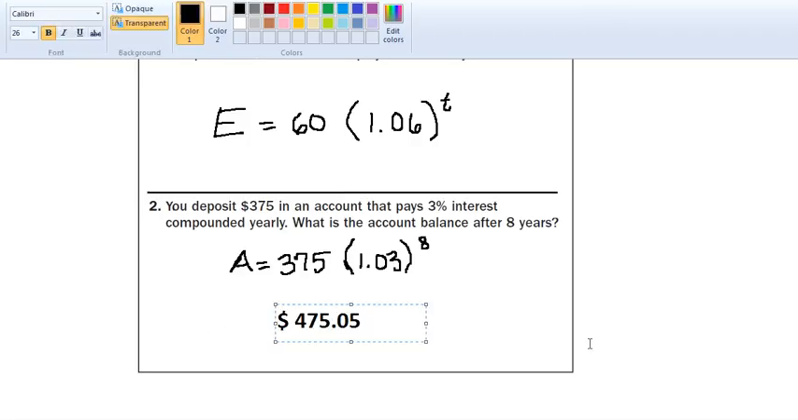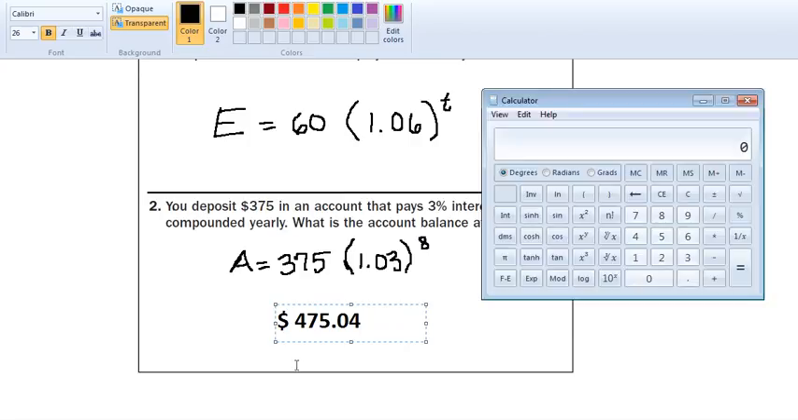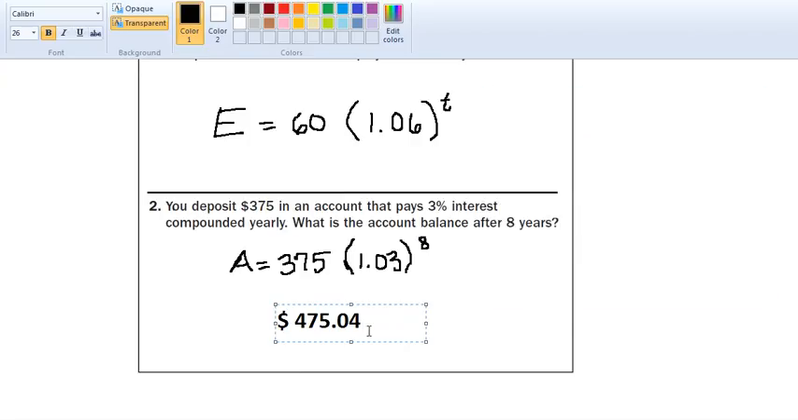Pause the video again and try to solve this. Now, using my calculator, I got 475 and 4 cents. Let me check here with my calculator. I'm pretty sure that's what I got when I did that one. 475 and 4 cents.